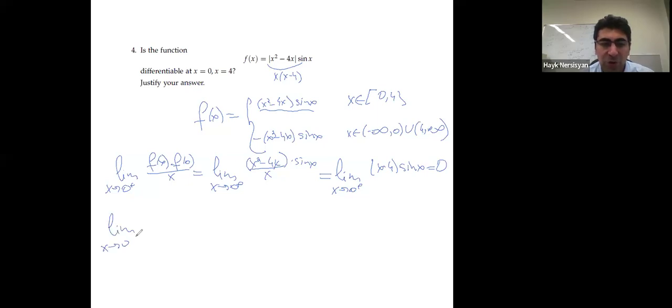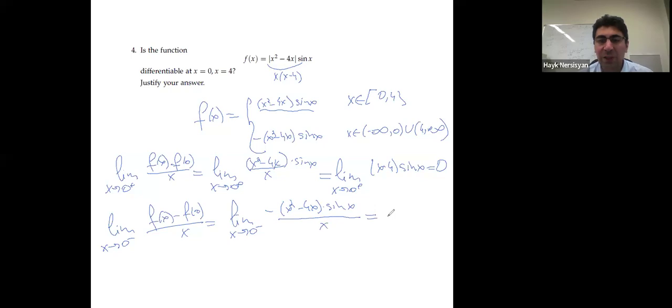Limit x goes to 0 from the left side. F of x minus f of 0 divided by x is going to be a very similar limit with a minus multiplier. X squared minus 4x times sine x divided by x, which is again 0. So the conclusion is that f is differentiable at x0 equals 0.